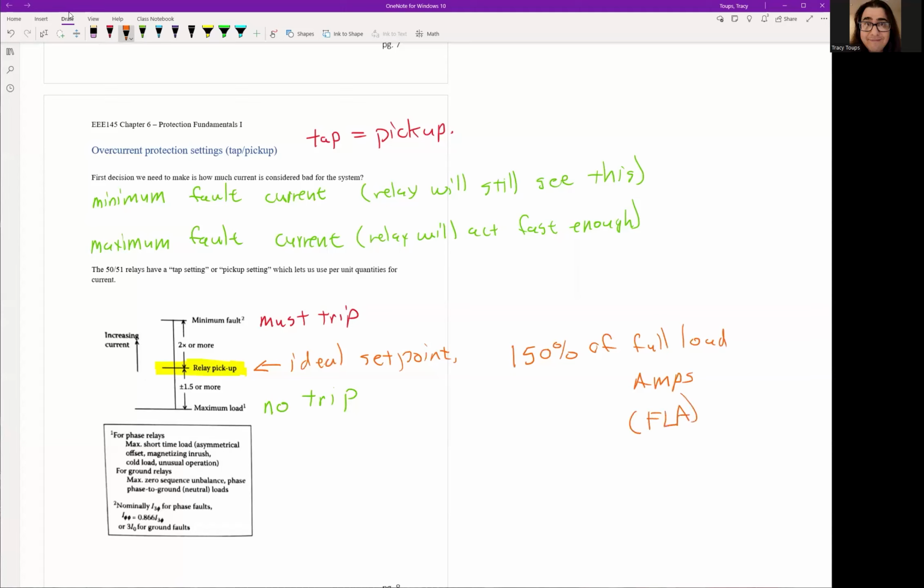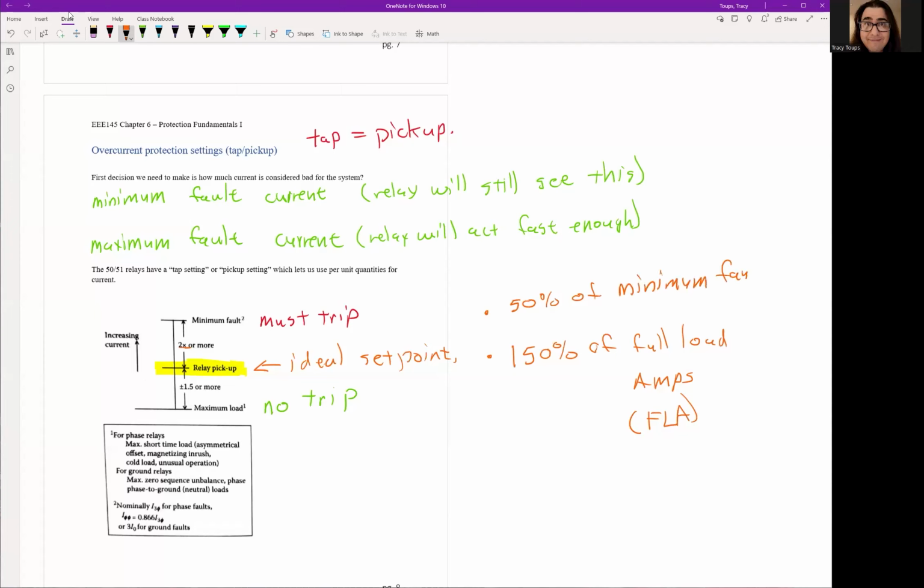So whatever we get from our load system study, you've done that in EEE 141, figure out your maximum current in this area, your tap or pickup setting should be 150% of that full load amps. And we want to do that because we want to give ourselves a 50% buffer room in case you have some transient or some anomaly happens. Okay. And then of course, you need to make sure that this is 50% of your minimum fault current. So you remember you see it's 2x more. So the tap setting should be 50% of the minimum fault.